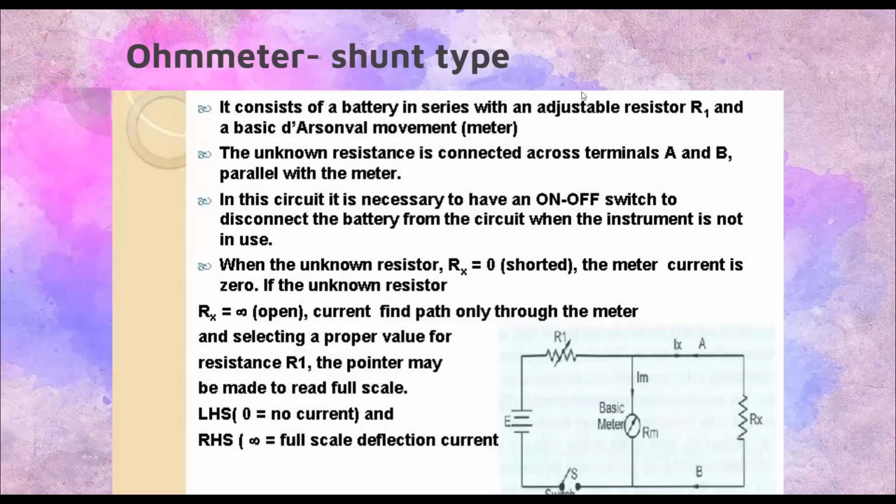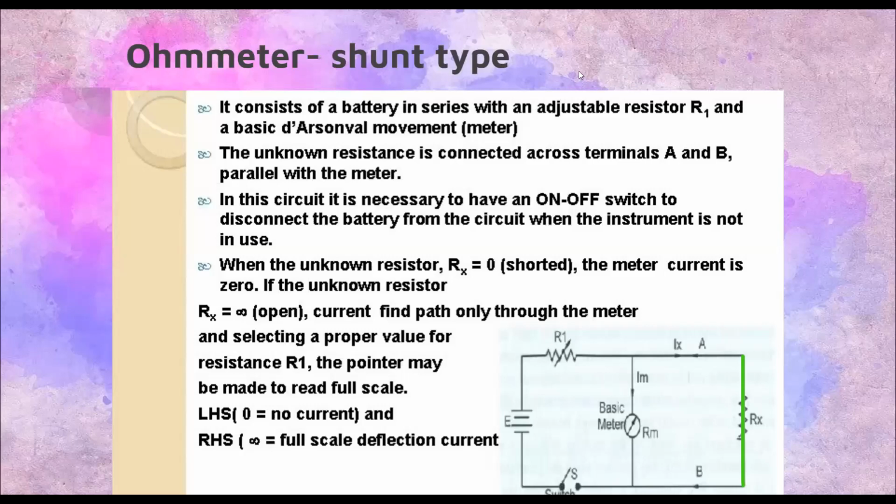As I said, when Rx is equal to zero, there is no resistance, resistance is zero. Zero means what? This is going to be a short circuit. Now let us see how the current is going to behave. Over here in this case, the current is going to flow from here like this, isn't it? I think red is better than green, so I write here Rx is equal to zero.